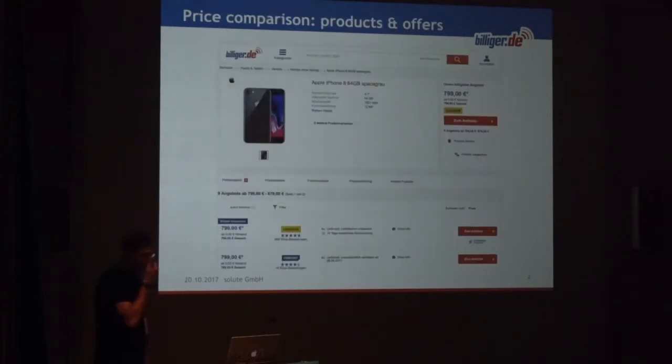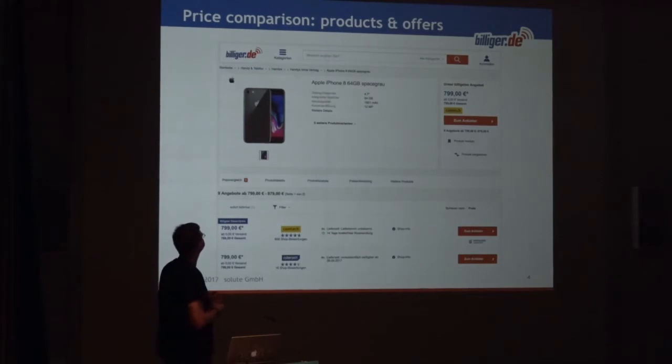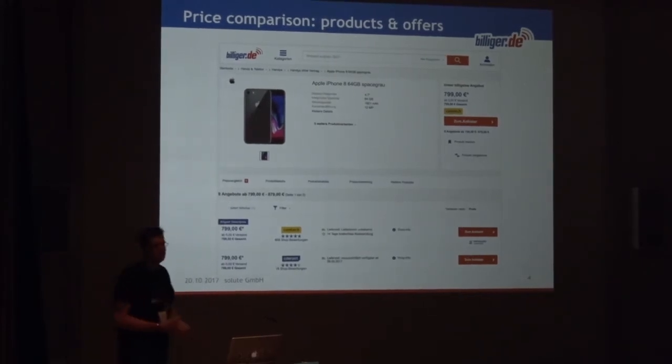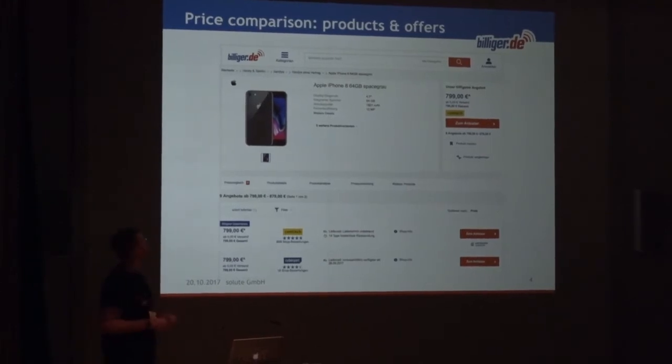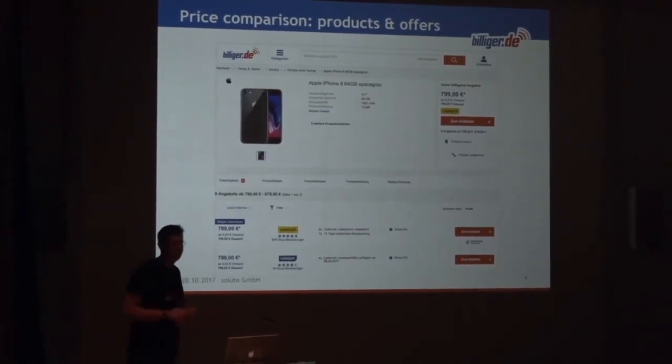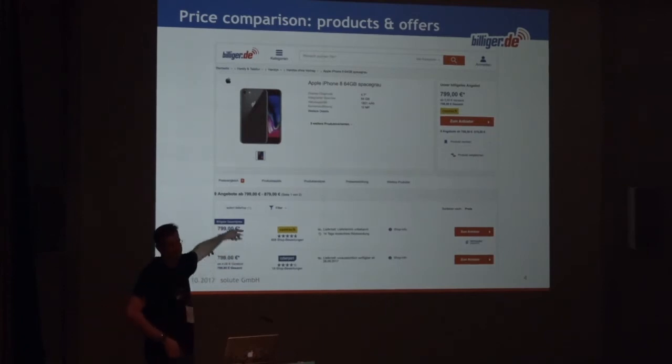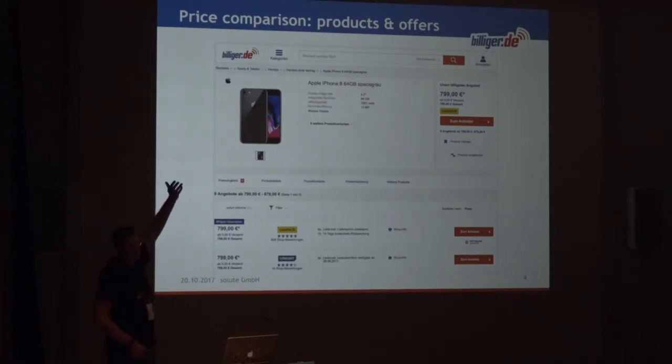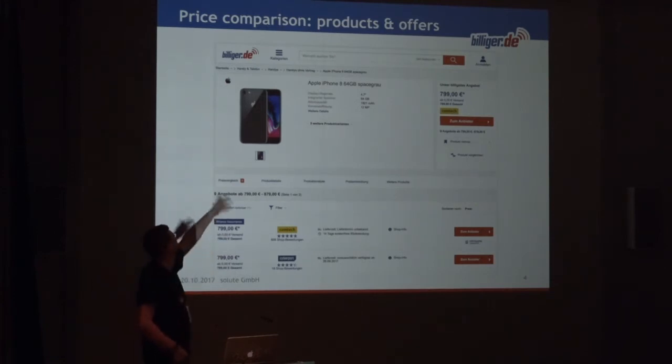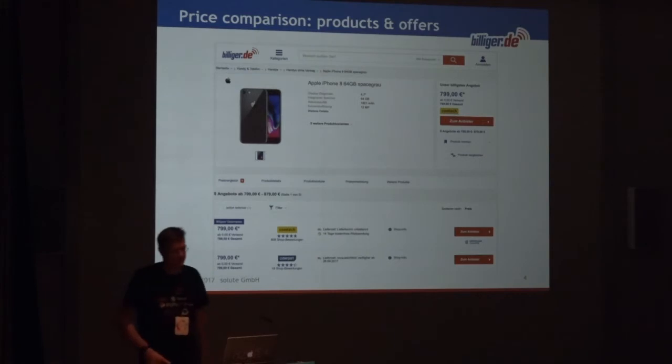Okay, so we want to do price comparison. What do we actually need to do with the data? Well, that's a reasonably recent screenshot. We want to give you the opportunity to compare prices for that phone in this case. So what do we need? Well, we of course need the offers that we get from the shops. But we also need properties and images for the product that we want you to buy from one of those shops, like display size. We actually have only one picture because at that time the iPhone was still fairly new, right? Okay, so that's what we need to do.